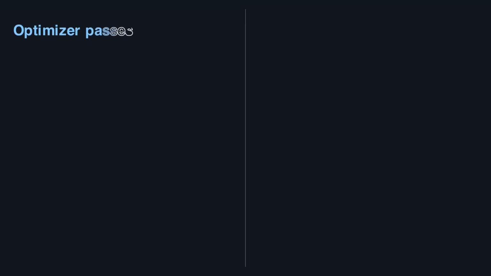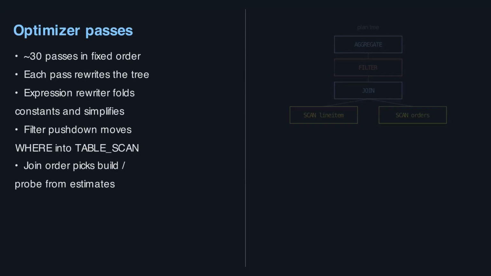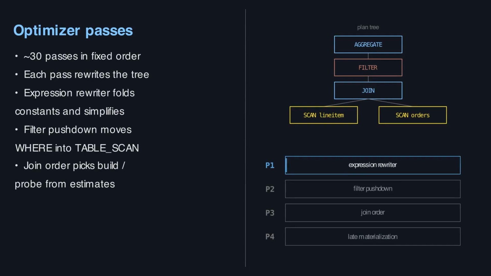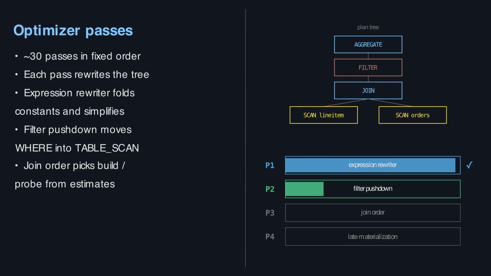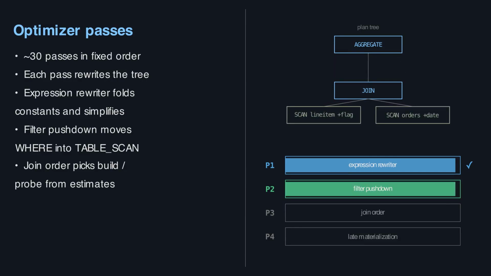The optimizer is a pipeline of rewrites. DuckDB runs roughly 30 passes in a fixed order every time for every query. Fixed order means deterministic optimization time. You never get a query where the optimizer itself takes longer than the query. Watch the 4 most consequential passes.